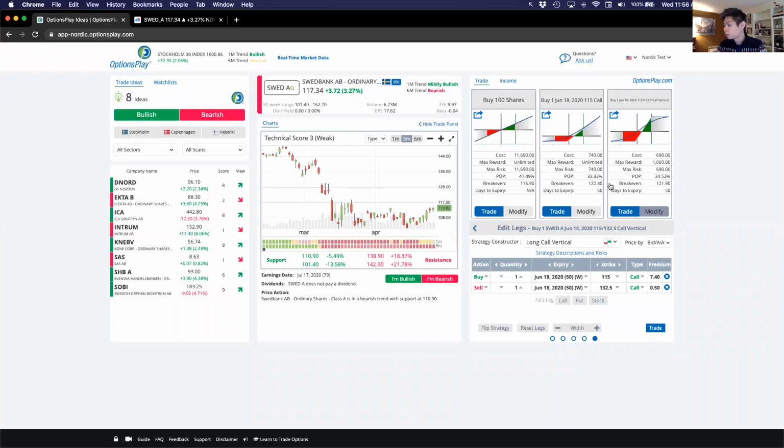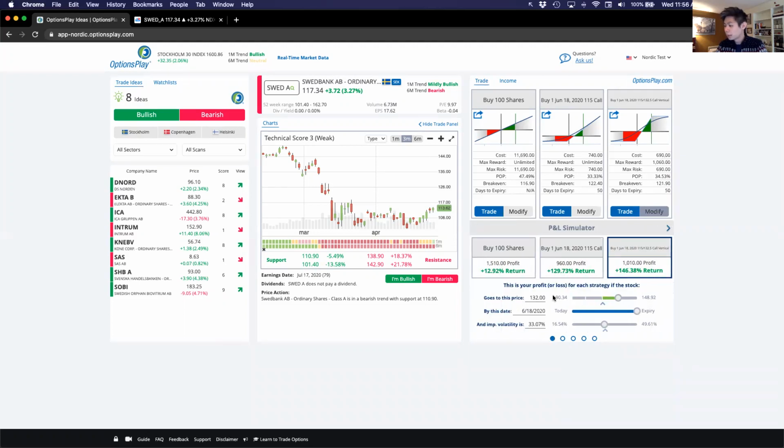So I've improved my break-even by 0.5 crowns here. Not a whole lot, but let's see what the difference is. Let's go back to our P&L simulator, and let's say that by June 18th, the stock is trading at 132. If I had bought the call option, I would be looking at a very nice 129% return. That's a pretty nice return, certainly much better than the Ericsson B example.